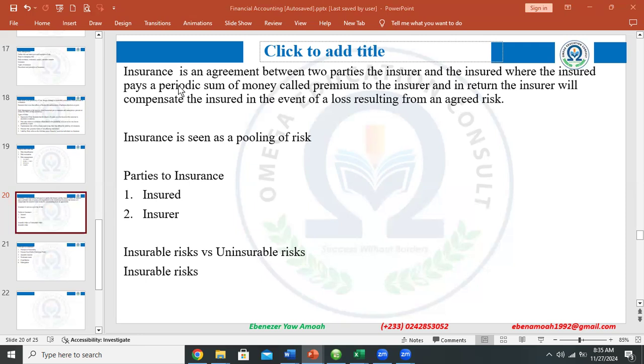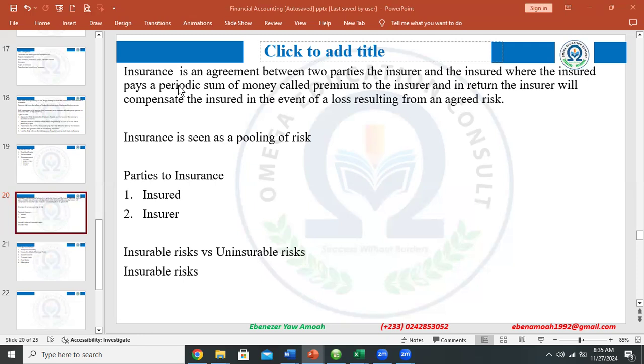Insurance is an agreement between two parties, the insurer and the insured, where the insured pays a periodic sum of money called premium to the insurer, and in return, the insurer will compensate the insured in the event of a loss resulting from an agreed risk. Okay, thank you very much.